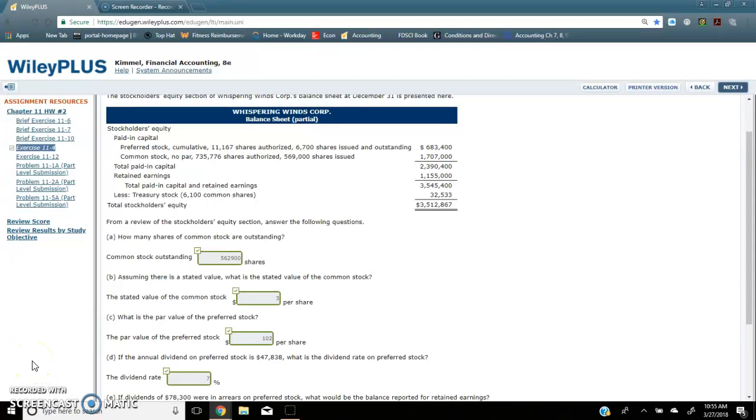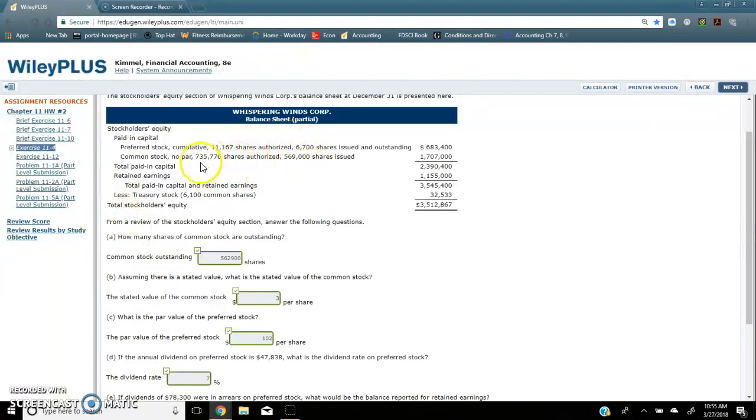Hello everybody. We will be going over homework number 2, which is in chapter 11, exercise 4. First off, it wants to ask us how many shares of the common stock are outstanding. In order to find the common stock outstanding, we want to find the total number of shares that were issued and then subtract the treasury stock from that number.